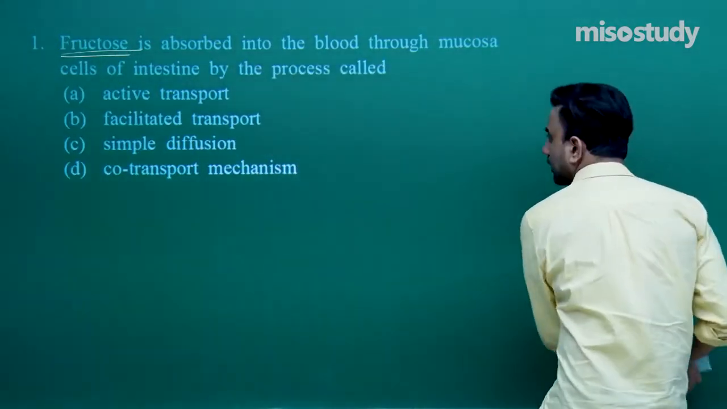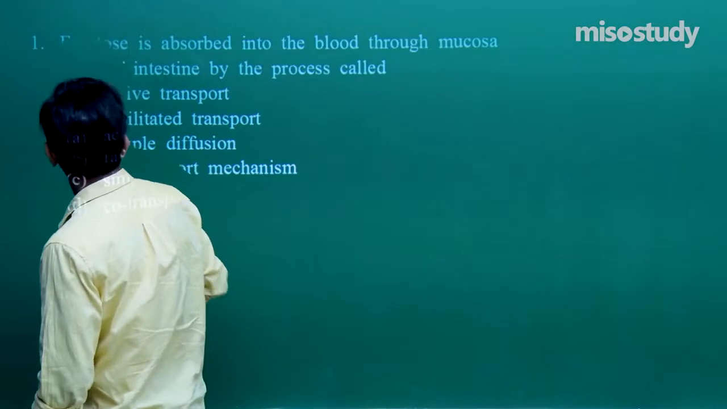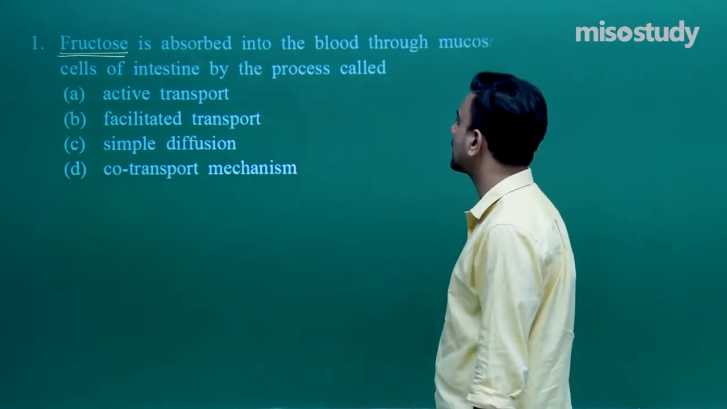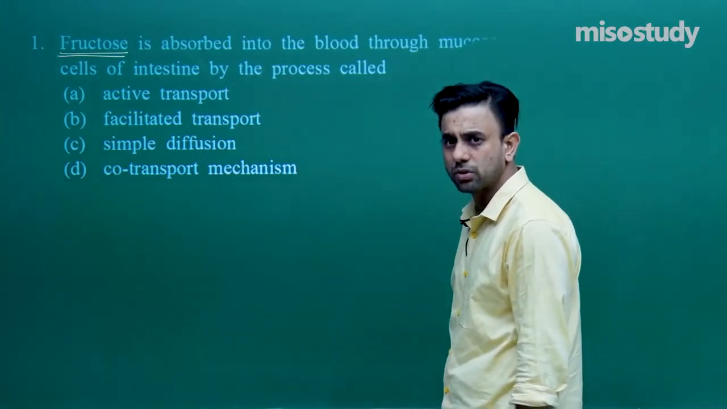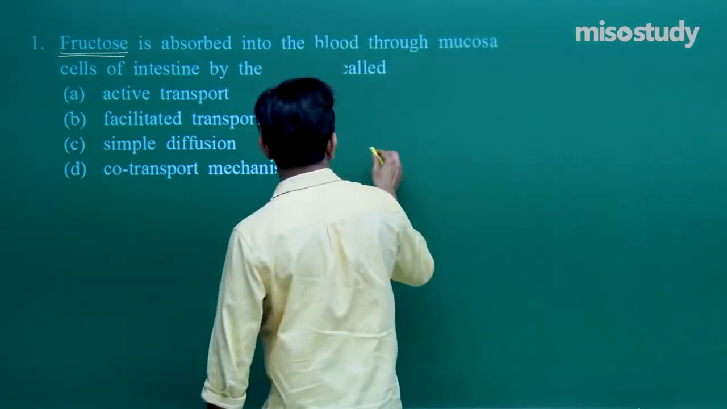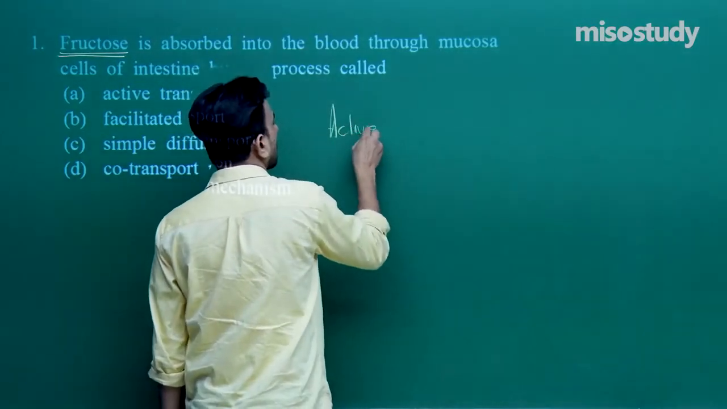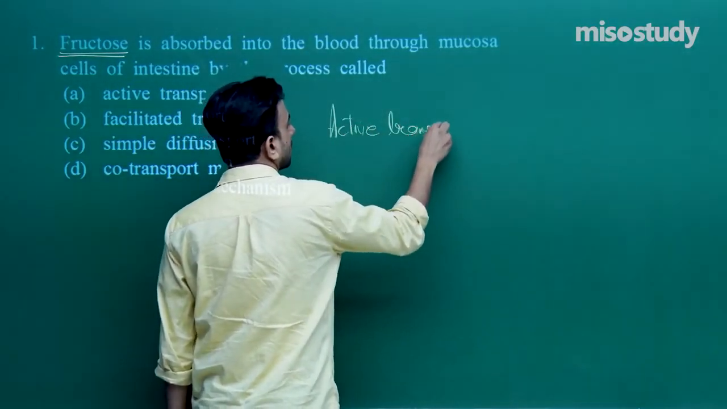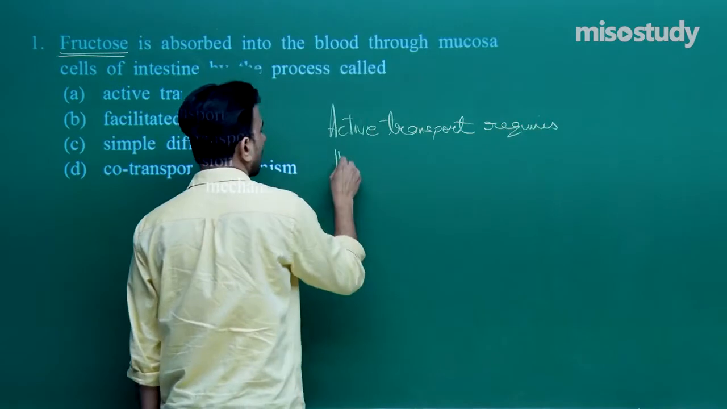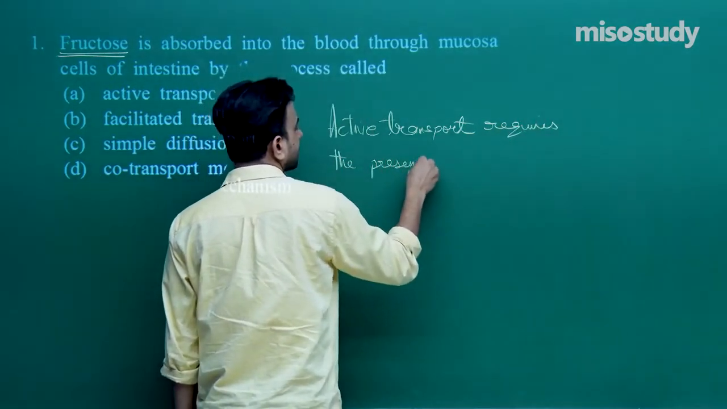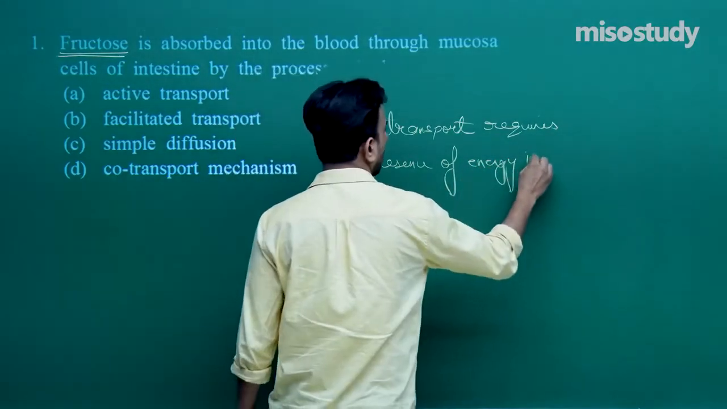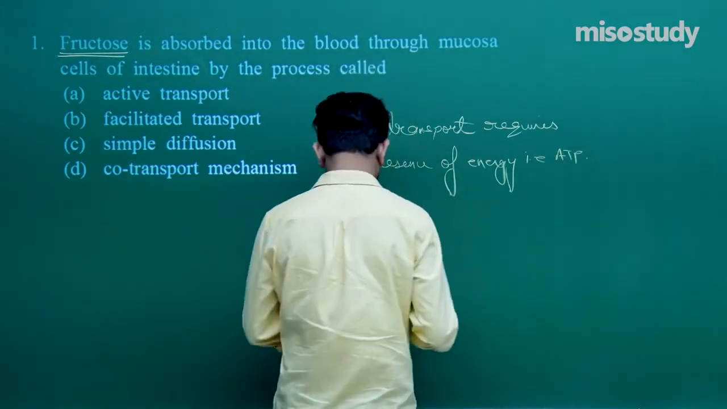Fructose is absorbed into the blood through the mucosa cells of the intestine by the process called active transport. What is active transport? Active transport requires the presence of ATP, the presence of energy.